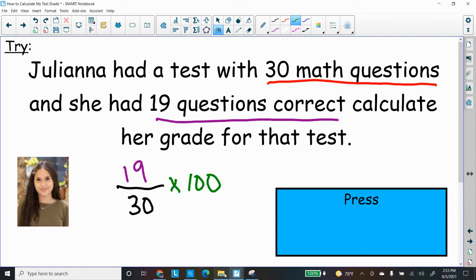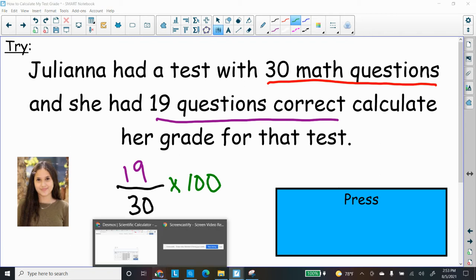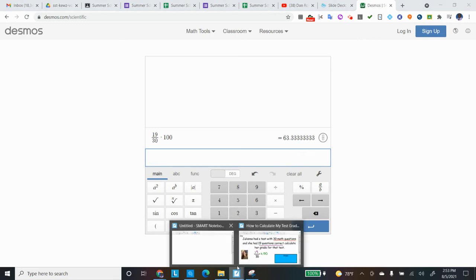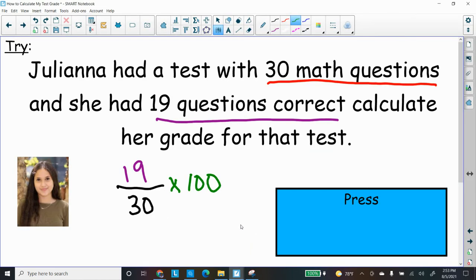So this calls for a calculator. So let me go to Desmos. 19 out of 30 times 100. So let's clear this. Get my fraction, 19 out of 30. And move over and multiply that by 100. And press enter. So there's her answer, 63.33333. A lot of threes there. So let's write that out.